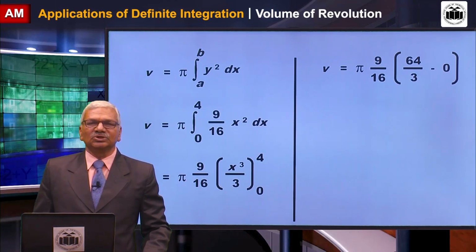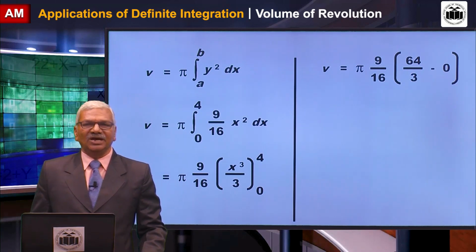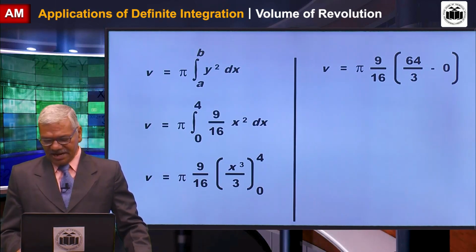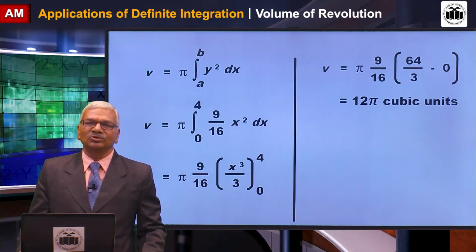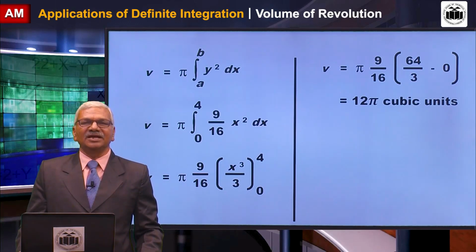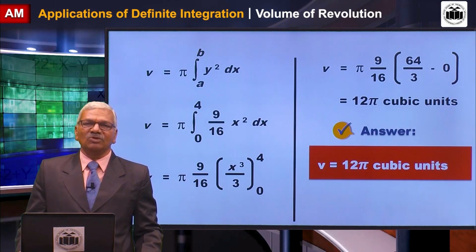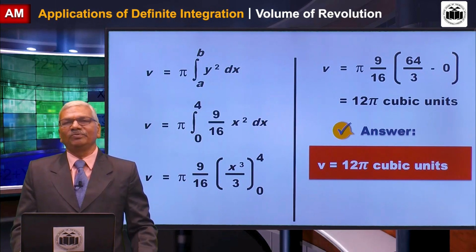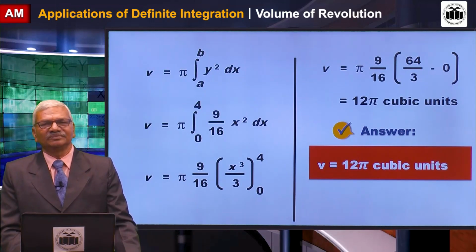Simplifying these values, what do we get? Can you guess? 3 3s are 9, 16 4s are 64, and 4 3s are 12. So the answer is 12 pi cubic units. So what is the volume of the cone here? The volume of the cone is 12 pi cubic units. Understood? It was a very simple equation.